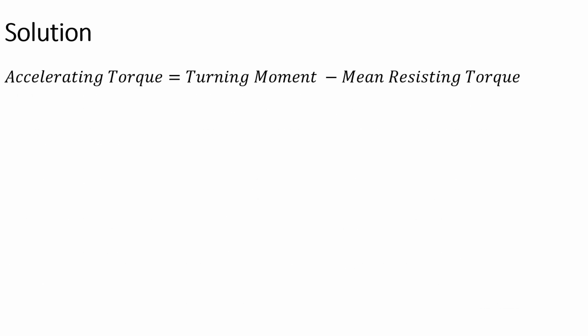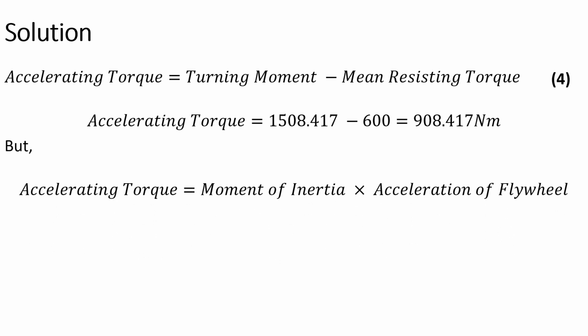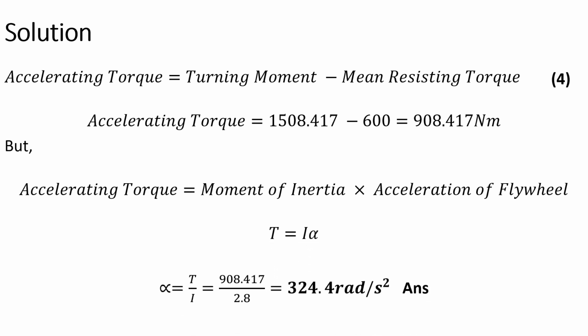In order to calculate the acceleration, we know that the accelerating torque is equal to the turning moment less the mean resisting torque, and that will get us equation 4. From the values you have, turning moment is 1508.417 and mean resisting torque is given as 600. Giving us an accelerating torque of 908.417 Newton meter. We know the relationship between accelerating torque and moment of inertia and acceleration of the flywheel. From there, we can comfortably calculate the acceleration, which comes to 324.4 radians per second square, and that is the answer we're looking for.